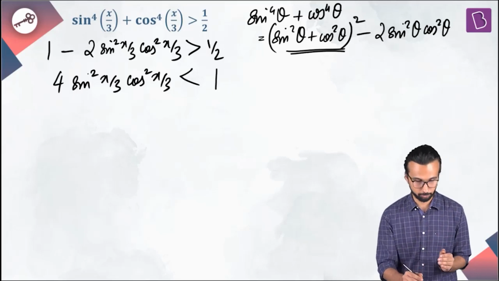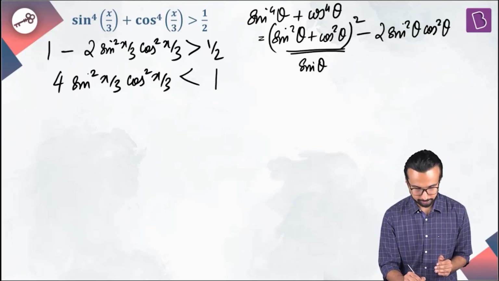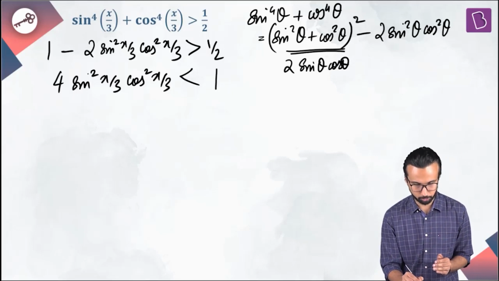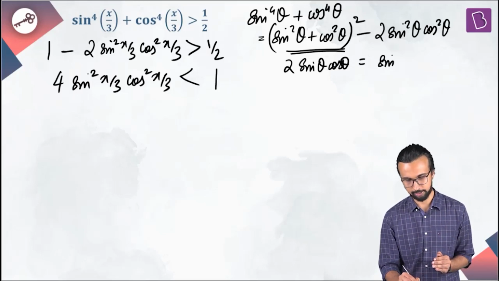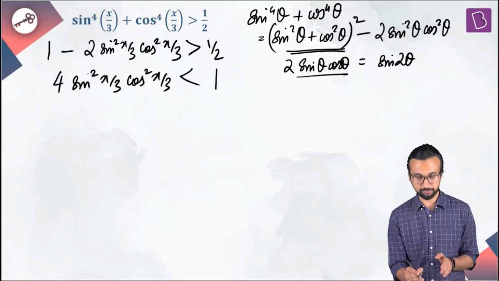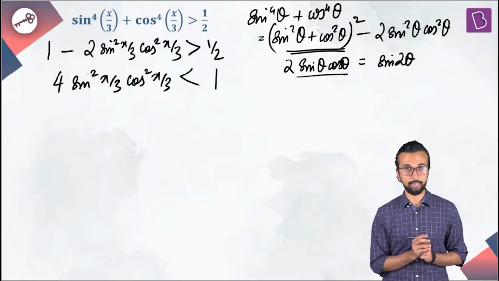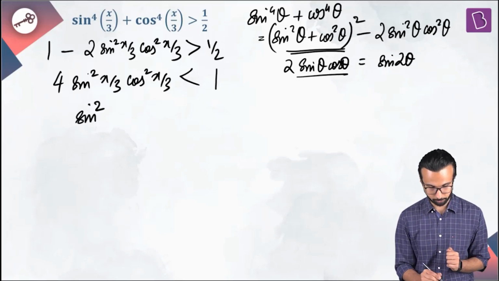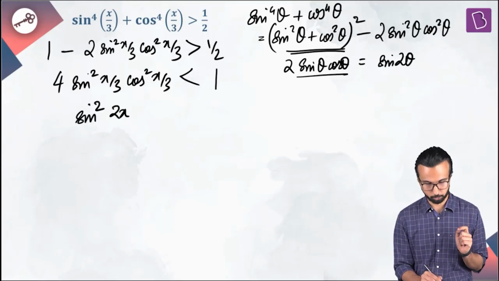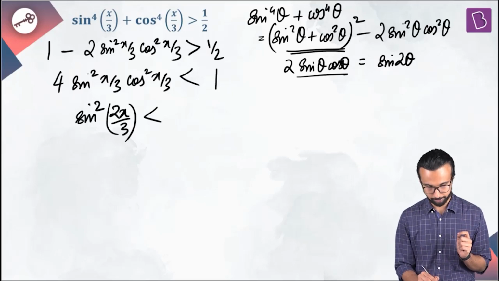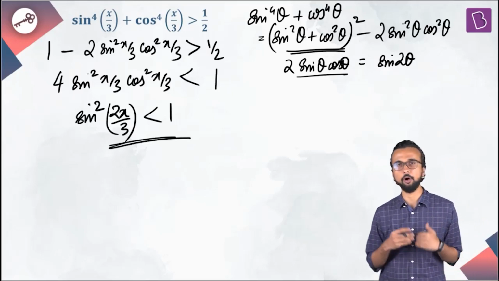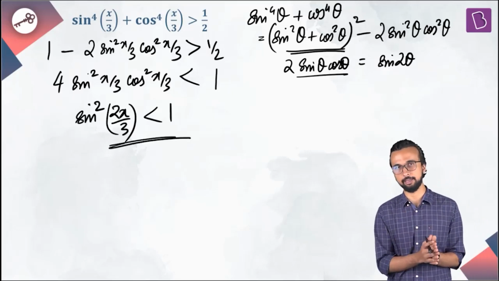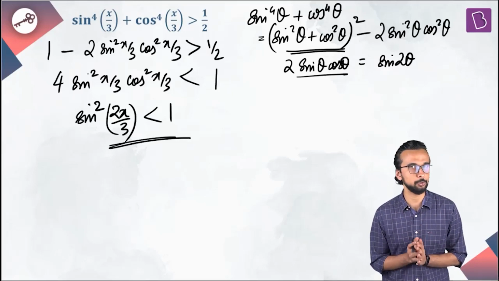Now, what I want you to notice is sin theta cos theta into 2 is nothing but sin of 2 theta. And we have the square of that on the LHS here. So this can be written as sin square 2 theta, which is 2x by 3, will be less than 1. And we already know that sin square of anything will always be less than or equal to 1.